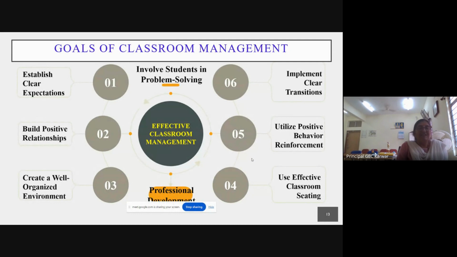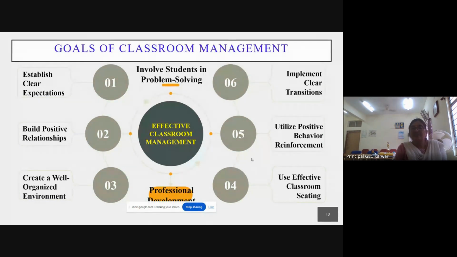Then create a well-organized environment. Arranging the classroom, as I said, will minimize distractions and promote the smooth flow of activities. The materials, whatever they are, should have easy access for all the students.